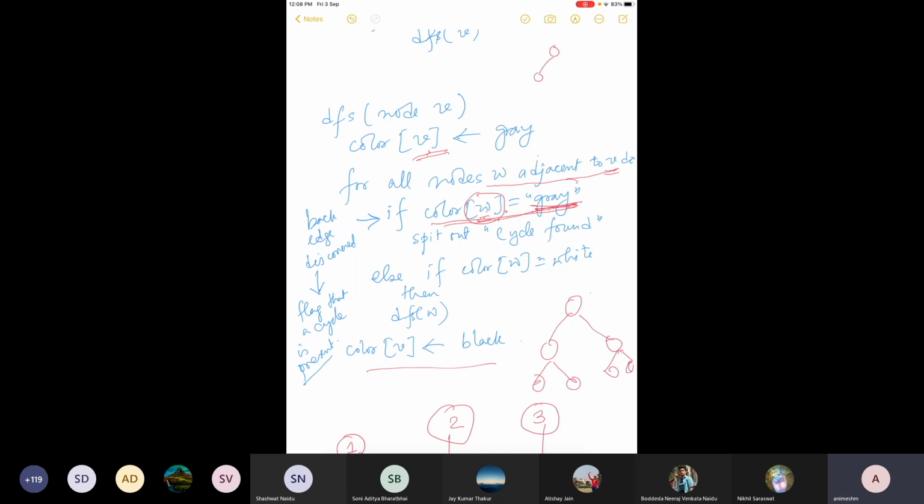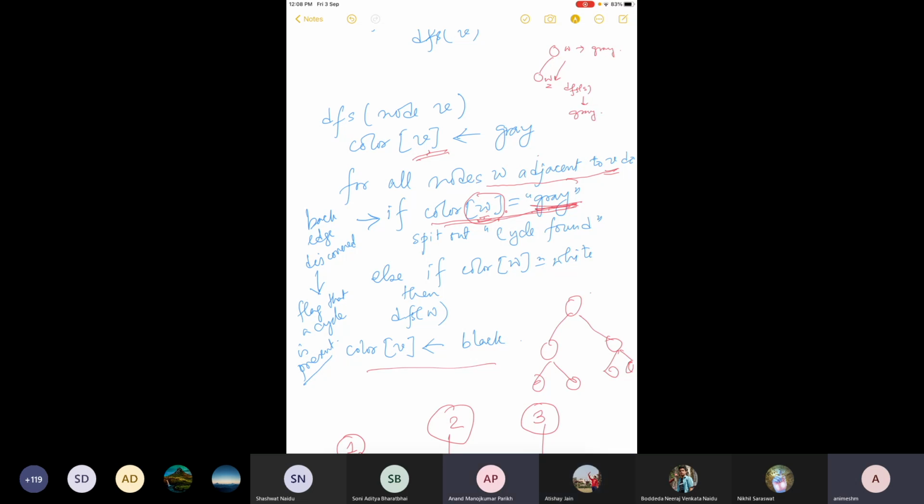Fine. So now you start your DFS. You have this as white, this also white. Now you turn this to gray. Now you will see for its neighbor. This is white. Yes, sir. So you will call DFS. It will become gray. It will become gray again.